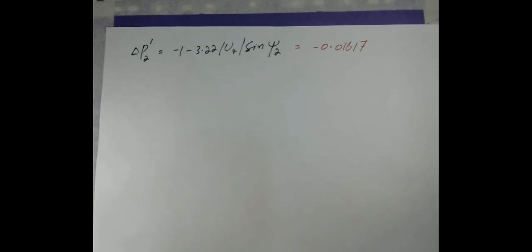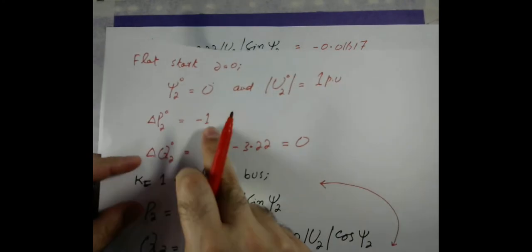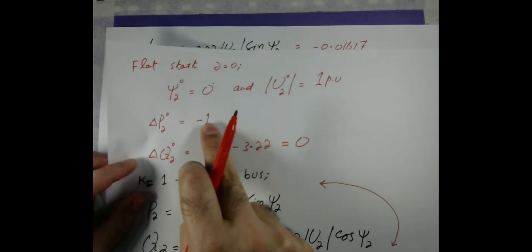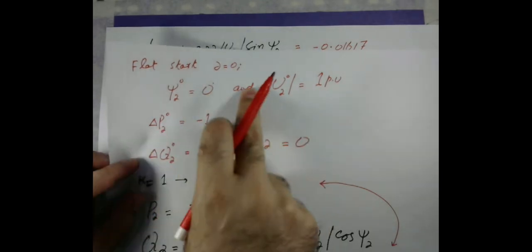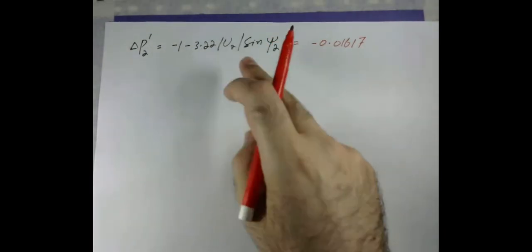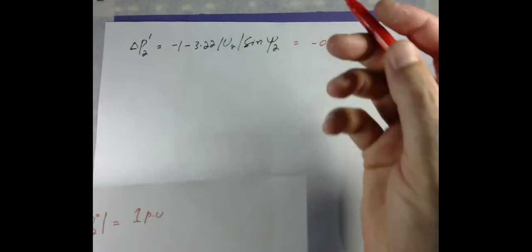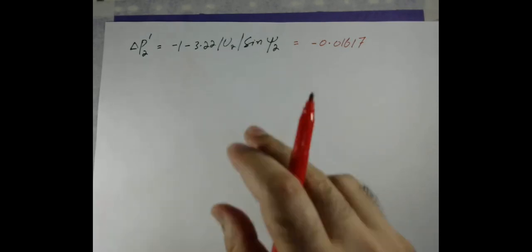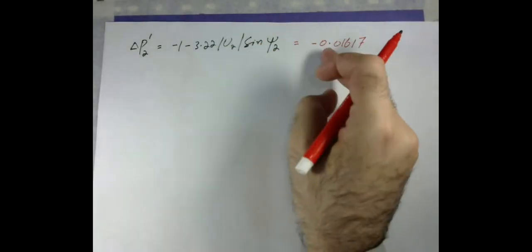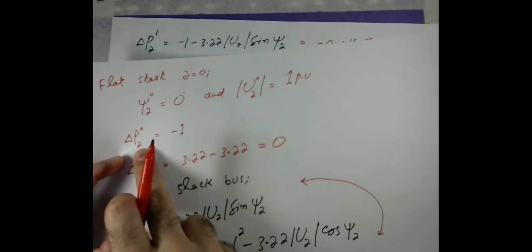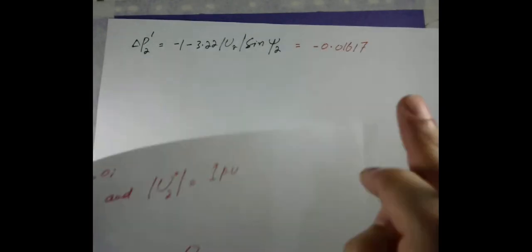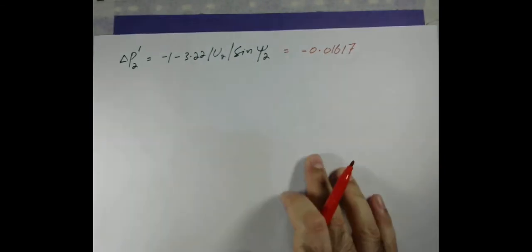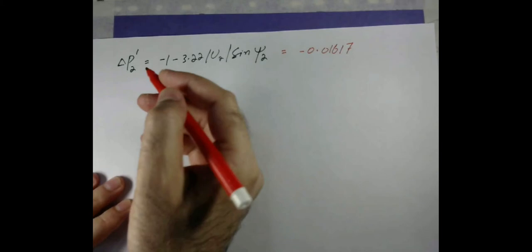Now if we compare, in the beginning the power mismatch was quite high. You see, the power mismatch was 1 per unit based on these values, but now using the updated values, when u2 is 1 per unit and psi 2 has a value of minus 0.3105 radian, putting these two values, the power mismatch has drastically decreased from -1 to minus 0.01617.